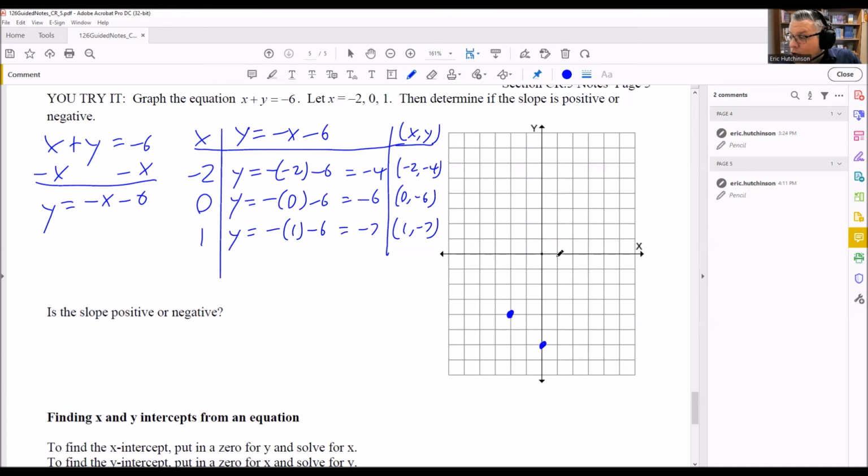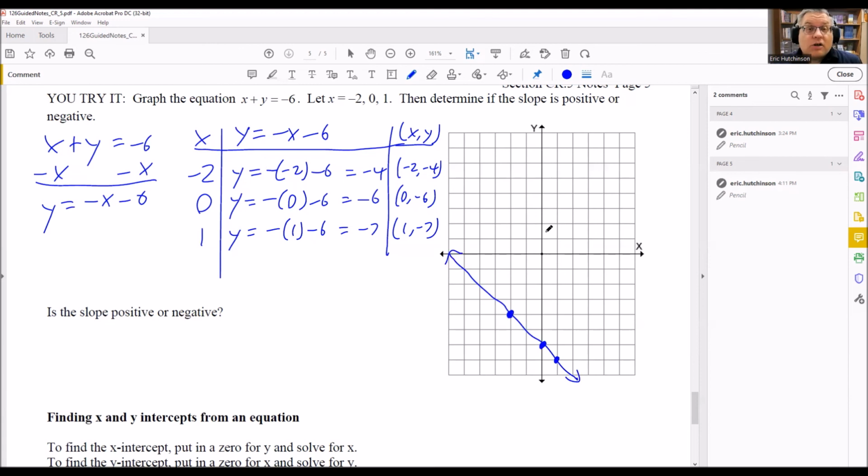Then we have 1, -7. It's going to go down to here. Now we're just going to draw in a line that goes through, that kind of keeps going that way with these little arrows to indicate it keeps going. And that's going to be our graph.